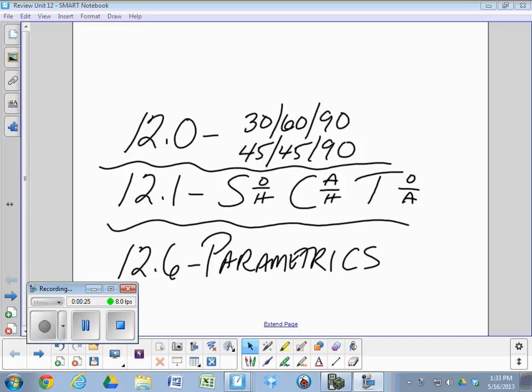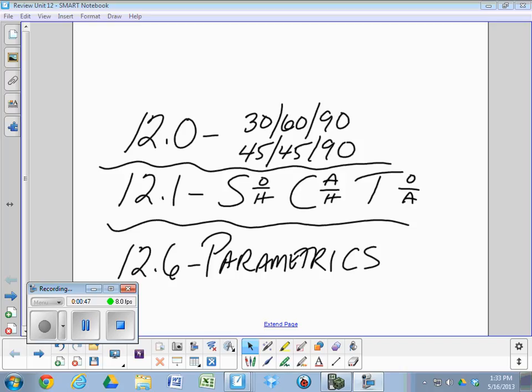In 12.1, we talked about SOHCAHTOA, where the sine of an angle is equal to its opposite side over the hypotenuse. The cosine of an angle is equal to the adjacent over hypotenuse. And the tangent of a right triangle is the opposite side over its adjacent side. So those are the three main trig ratios that we've studied.